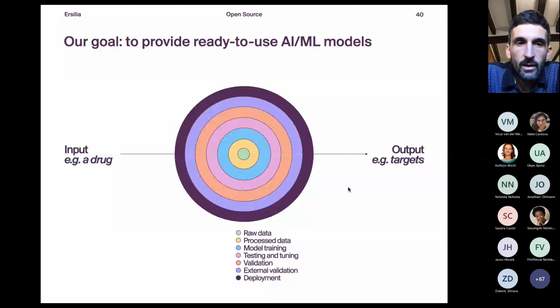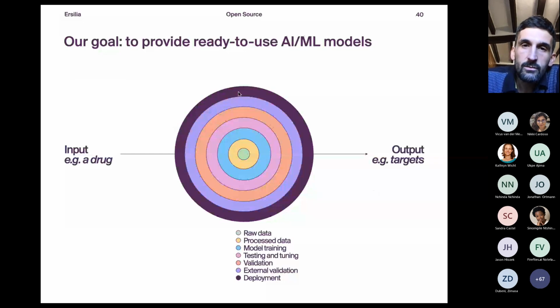So back to the Ersilia Model Hub. What do we mean by deployment? The idea is very simple. When we do AI, there's a lot of things that are going on inside the algorithm, let's say. Historically speaking, we had some raw data that we had to process, we trained the model, we tested and validated it, we did some external validation, etc. All of this is not necessarily interesting to the user, right? What the user wants to see is what we call the deployment layer, which is just a tool, an interface where they can input something, for instance, a drug, and get something as output, for instance, the predicted targets, right?